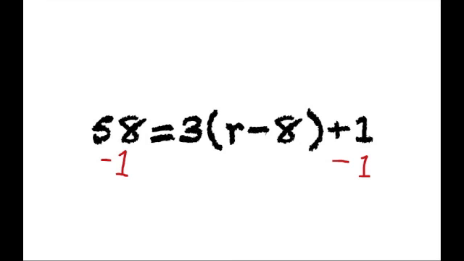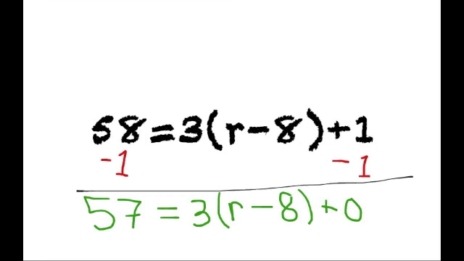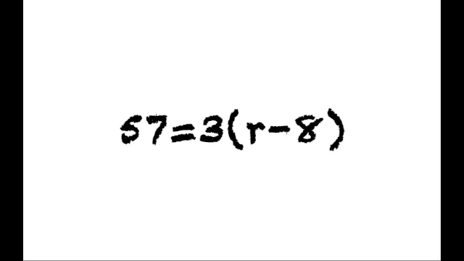And we would get 58 minus 1 is equal to 57, and that 3 times the quantity of r minus 8 plus 1 minus 1 would leave us with just 3 times the quantity of r minus 8. So we're left with 57 equals 3 times the quantity of r minus 8. So now let's think about that multiplication that's taking place between the 3 and the r minus 8. Well, the opposite of multiplication is divide.